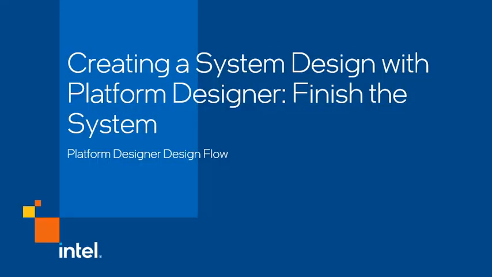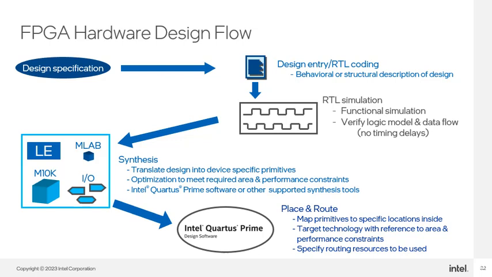To finish this training, let's discuss how to incorporate your completed system design into the Intel Quartus Prime design flow. As a reminder, here is a quick review of the typical FPGA design flow. It starts with creating the design according to your required specifications, usually in a hardware description language following good RTL design practices. This can be followed optionally by an RTL simulation to test the functionality of the design. Next, synthesis turns the design into device-specific primitives, and place and route, performed by the Intel Quartus Prime fitter, selects locations in the device for those primitives and wires them together.